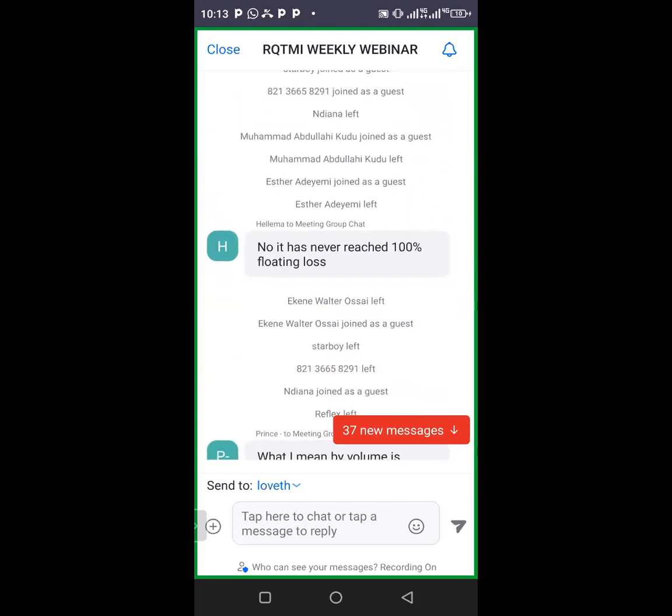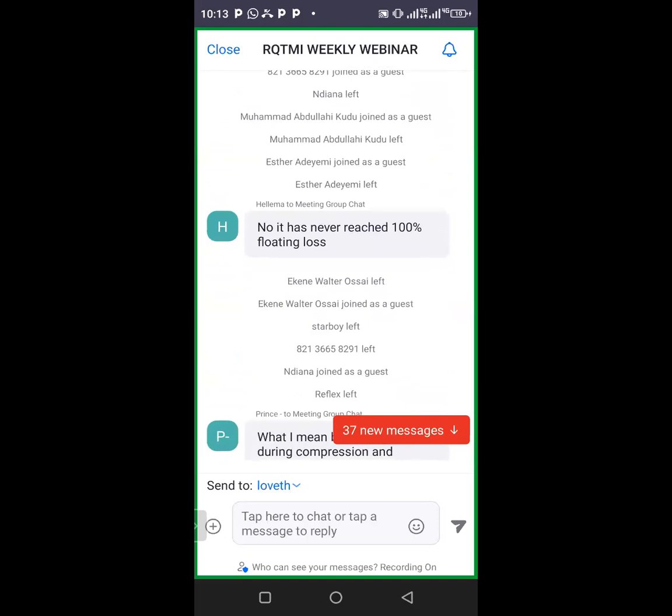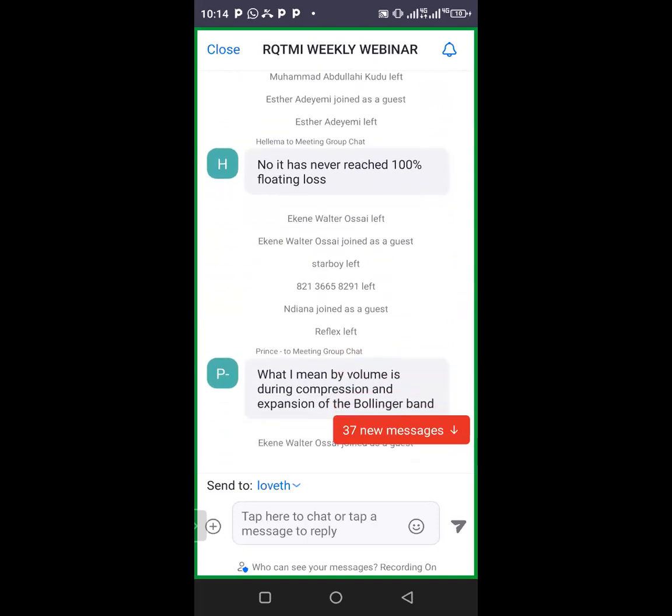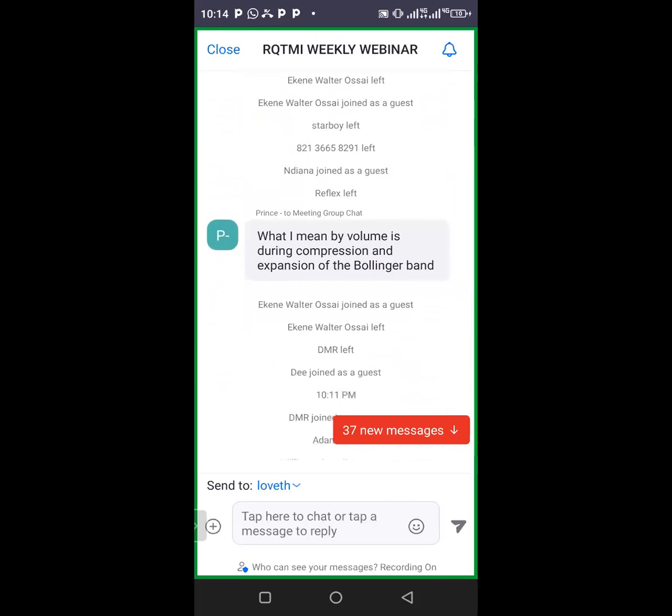So no, it has never reached, okay. Somebody says no, it has. Of course, you see, Queen Alima is saying the coin has gone to minus 100%. What I mean by volume is during compression, okay?